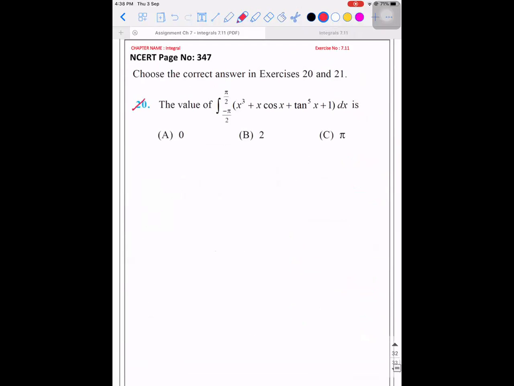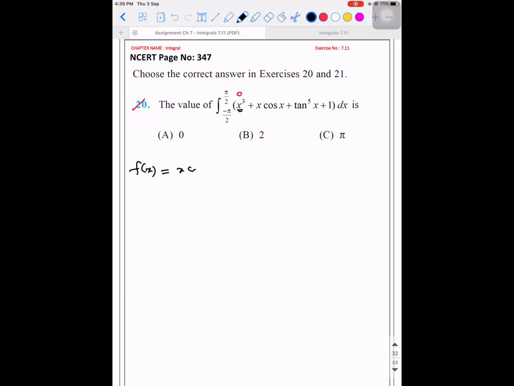So 20th one, how to solve? Integral of minus a to a f of x dx. So wherever you have symmetric limits, first thing is you need to verify whether the function is even or odd. So tell me whether x cube is even or odd. Odd. X into cos x. Odd. Why is it so? Cos x is even, so how is it odd?